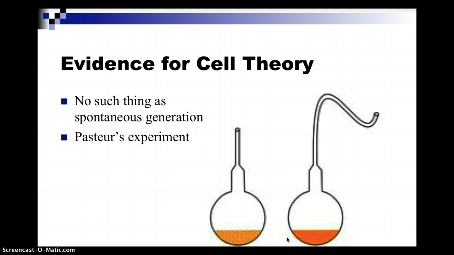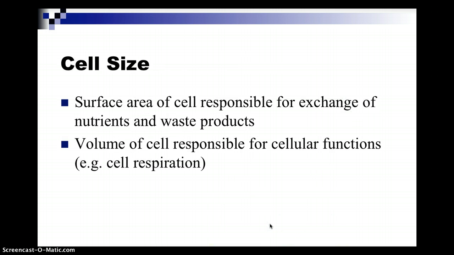So this was his way of showing that cells don't just magically appear. They actually come from pre-existing cells that we can't really see with our naked eye. The size of a cell is determined by a relationship between the surface area and the volume of the cells. We're going to talk about that in more detail. The surface area is responsible for exchange of nutrients in and out of the cell and waste products in and out of the cell, whereas the volume is responsible for cellular functions like respiration and others.